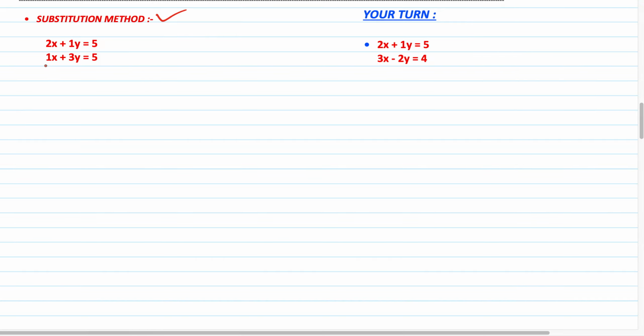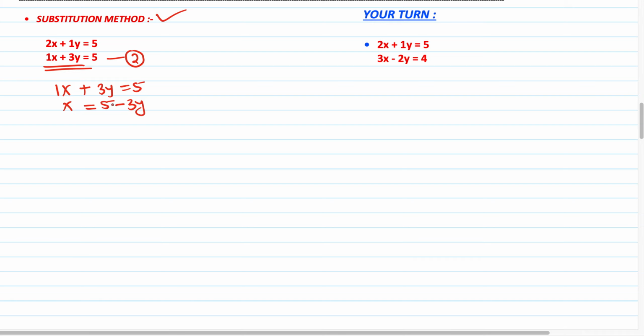That you have to select any one of the equations and make any one variable the subject in that equation, and then plug in that value of that variable into the next equation. So I'm selecting equation 2 first. I'm copying down equation 2 here: 1x plus 3y is equal to 5. So x is equal to 5 minus 3y.